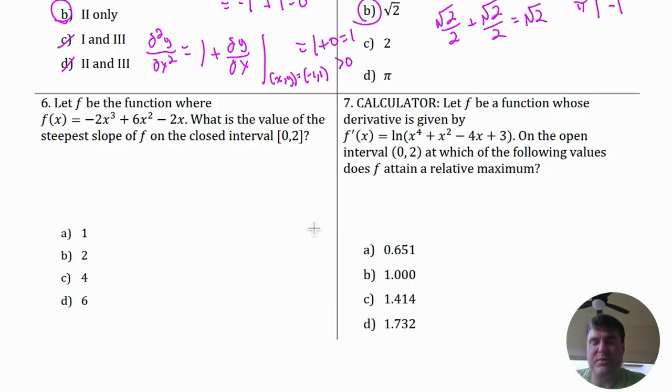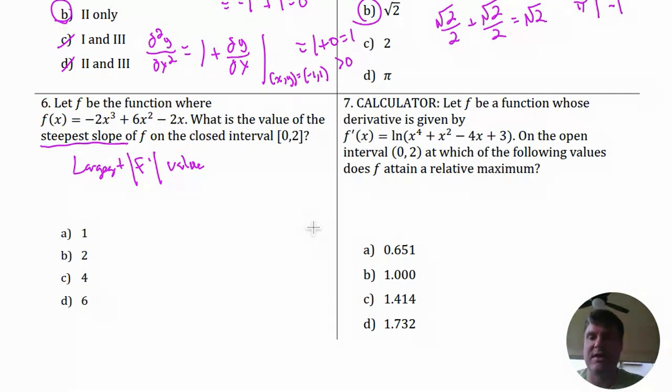Let f be the function where we have that function f. What's the value of the steepest slope of f on the closed interval from 0 to 2? This is another Canvas test question, but steepest slope is going to be the largest f prime value. Steepest slope, I'm going to go absolute value. Largest f prime value, really the magnitude of f prime. Looking for that largest possible value because it doesn't say anything about negative slope or anything like that. That's not the most positive slope or the most negative slope. It's the steepest slope, so we have to consider positive and negatives.